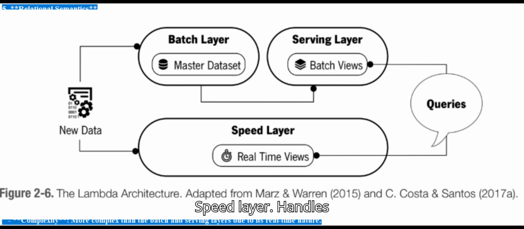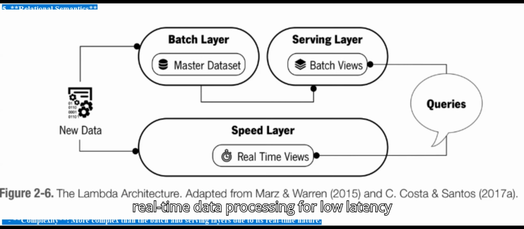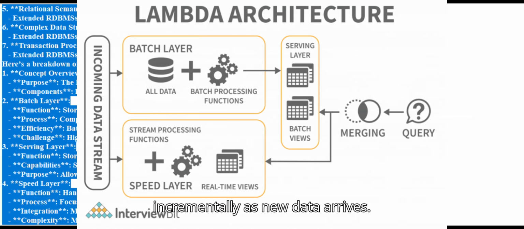4. Speed layer. Function. Handles real-time data processing for low latency requirements. Process. Focuses on recent data, updating real-time views incrementally as new data arrives. Integration. Merges results from real-time views with batch views to provide up-to-date information. Complexity. More complex than the batch and serving layers due to its real-time nature.